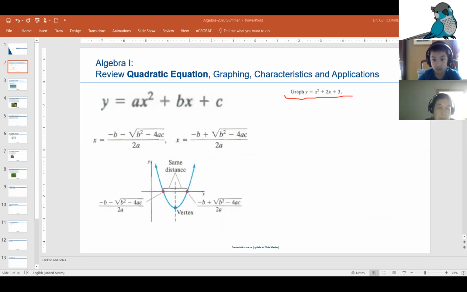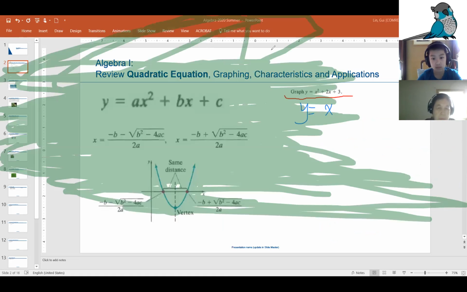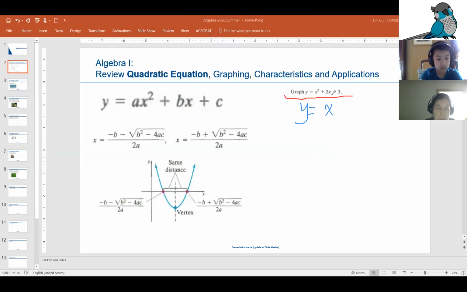Firstly, what we need to do is change this one into what? Everyone can do this right now, right? We can change this into a complete square. Let me disable this and you guys can work on the whiteboard. So the first step is completing the square. Can anyone do the completing the square?